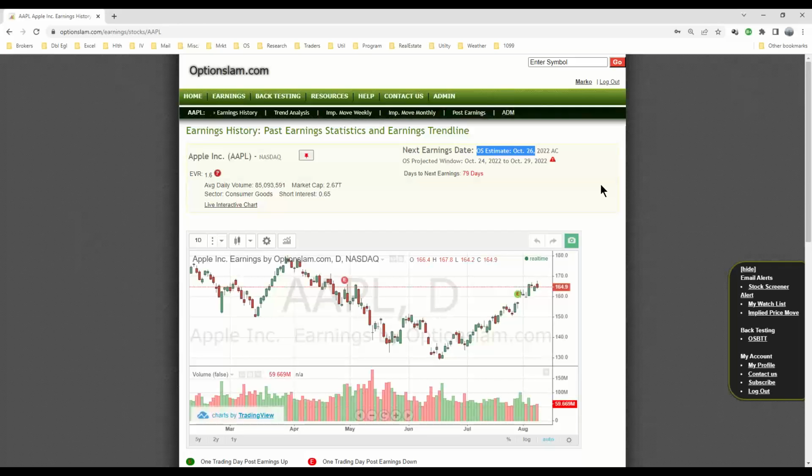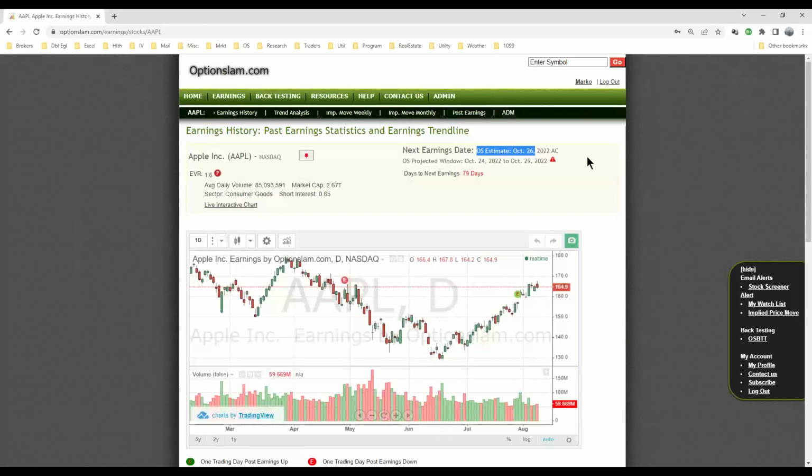We have an algorithm that we built that estimates the range of when we believe that the next earnings announcement will be. And the OptionSlam projected window for the next earnings event is somewhere between October 24th and October 29th. And our best guess at this moment is October 26th.